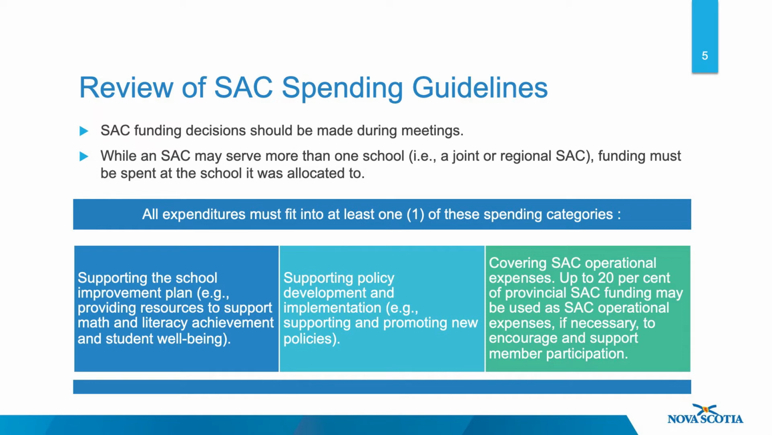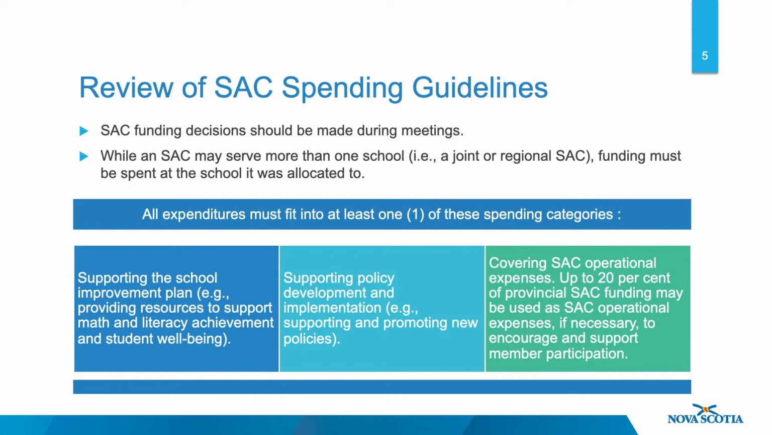1. Supporting the school improvement plan. For example, providing resources to support math and literacy achievement and student well-being. 2. Supporting policy development and implementation. For example, supporting and promoting new policies. 3. Covering SAC operational expenses. Up to 20% of provincial SAC funding may be used as SAC operational expenses, if necessary, to encourage and support member participation. This could include providing transportation, childcare, etc.